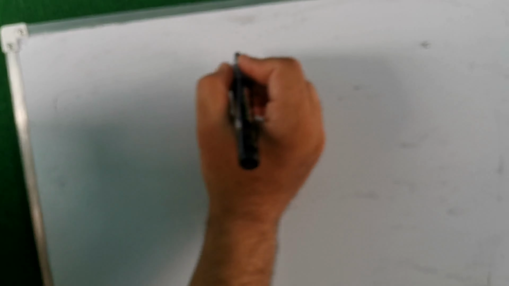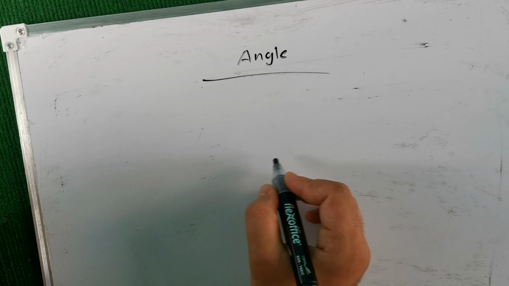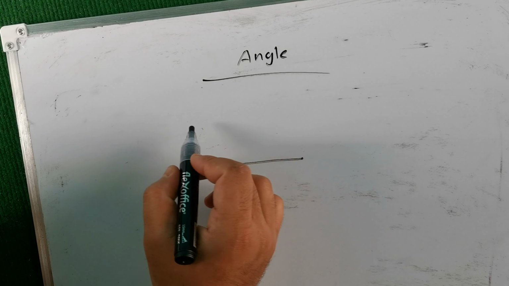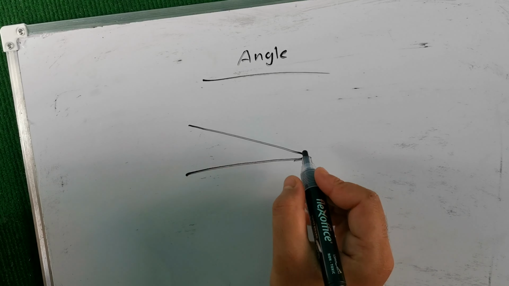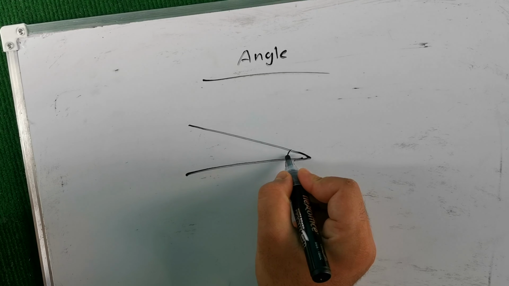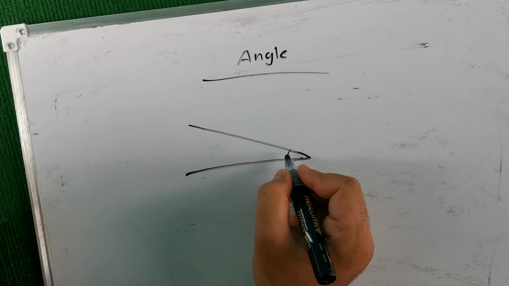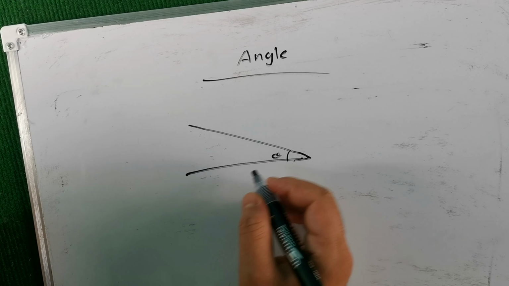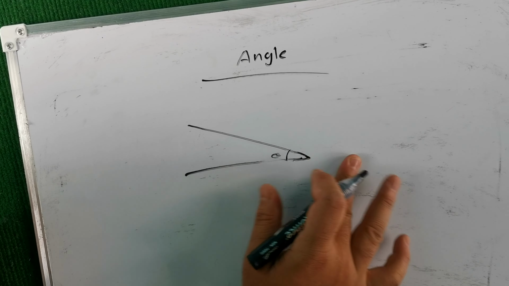Now let's talk about angle. What do you know about angle? Angle is known as the space between two intersecting lines. There are two intersecting lines and this space is known as angle. I think you know about it.